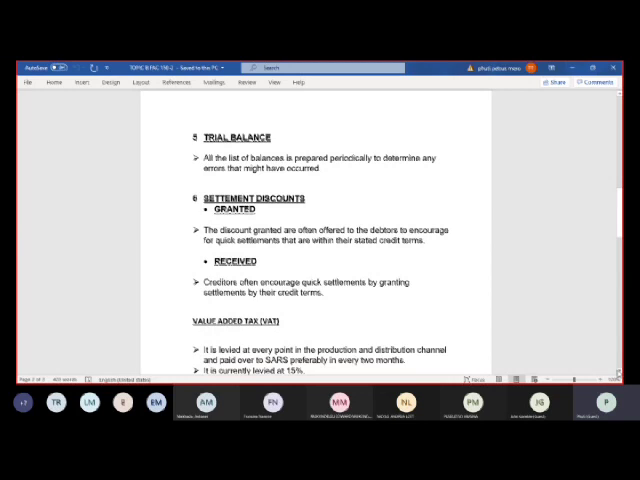Trial balance: it records the list of balances that is prepared periodically to determine any errors that might have occurred. Basically, sometimes we record certain wrong amounts in a specific account, and at the end of the period we transfer all of those balances to your trial balance. It contains your debit and credit balances. However, they should be equal, meaning that if there's a discrepancy, there's an error that might have occurred, and that needs to be rectified.